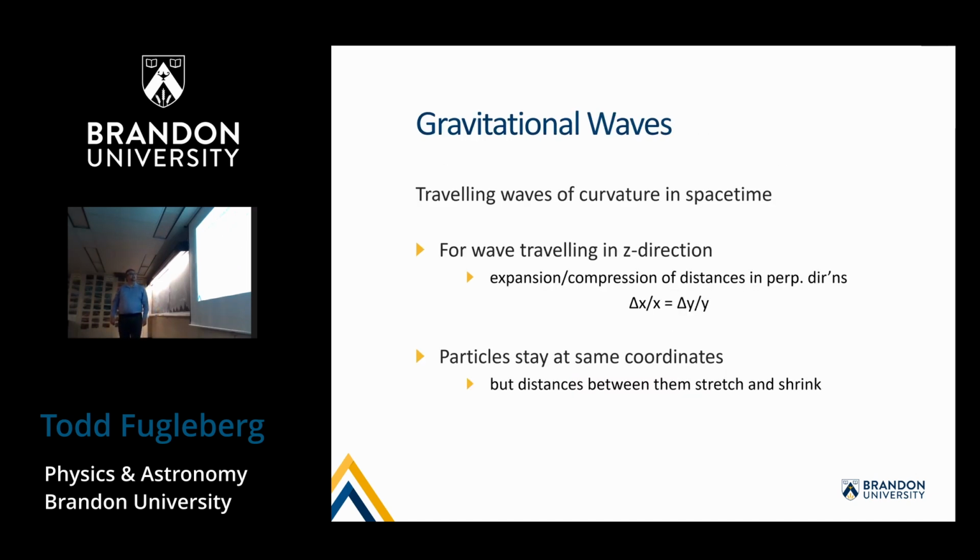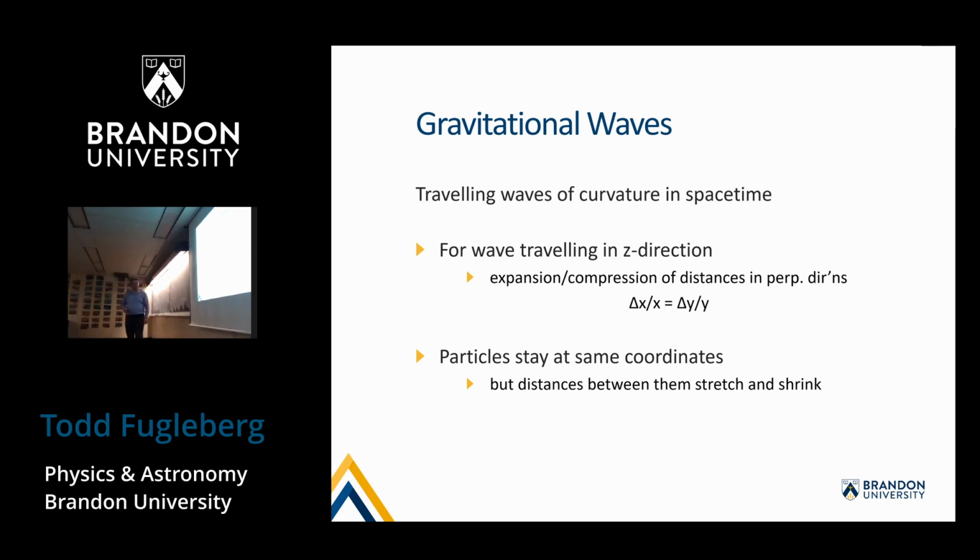I'm not going to get into the details of how particles react to the curved space, but the idea is that in addition to the idea of matter curving space, Einstein also predicted the idea of gravitational waves, which are traveling waves of curvature in space-time. So for a wave traveling in, say, the z direction, what you have is compression and expansion of distances in the directions that are perpendicular to that. So you basically have distances in the x and y directions that are shrinking and expanding and shrinking and expanding.